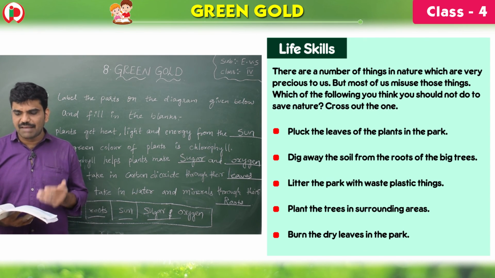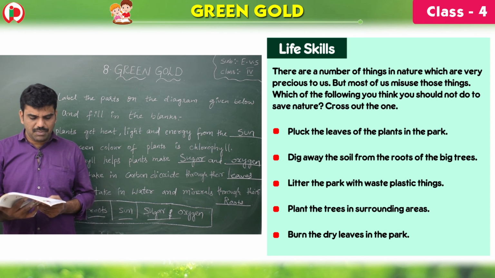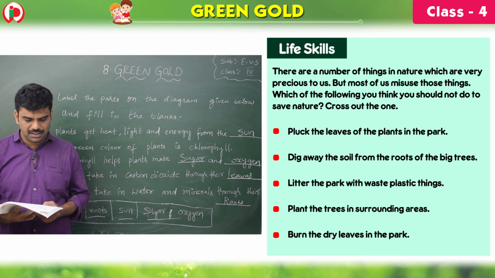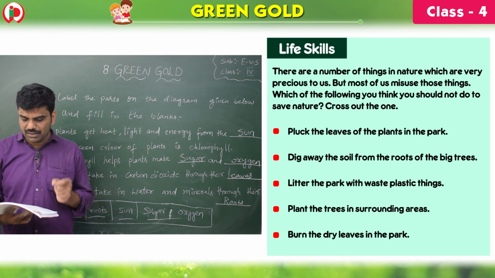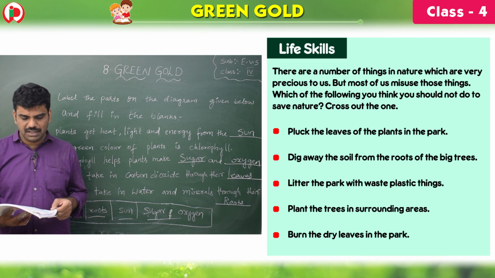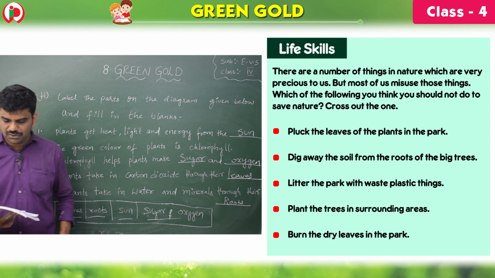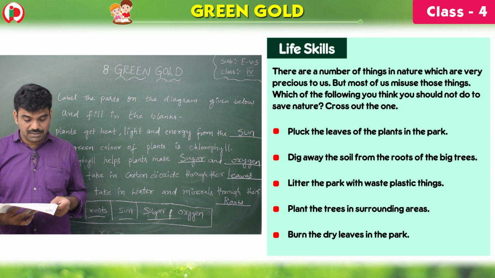So these are the life skills. Okay. Burn the dry leaves in the park. We should not burn the dry leaves in the park. Okay. So this is also cross. So which of the following you think you should not do to save the nature? Cross out the one.